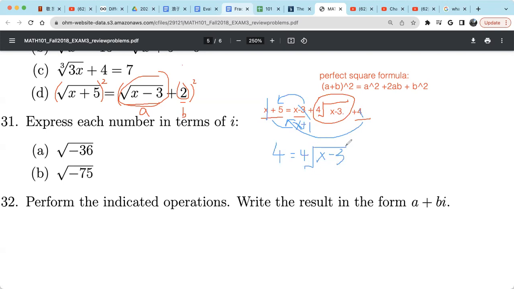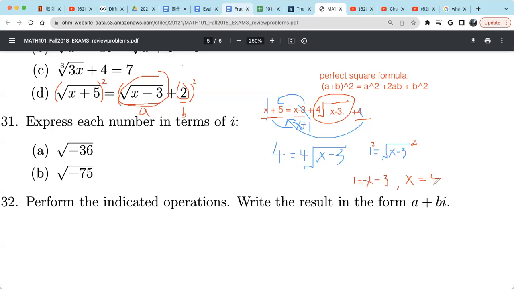So we want to simplify this equation. We can divide by 4 on both sides. When we divide by 4, we get 1 equals the square root of x minus 3. Now we're in a beautiful form. We want to square both sides. So we square this one, and we square 1. So we get 1 equals x minus 3. The square root cancels out, so x equals 4 is our solution.